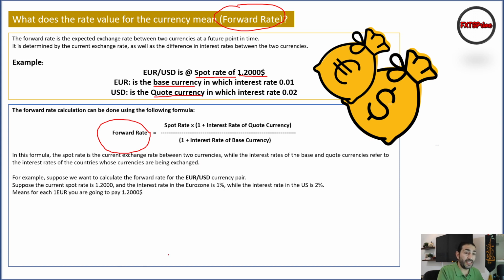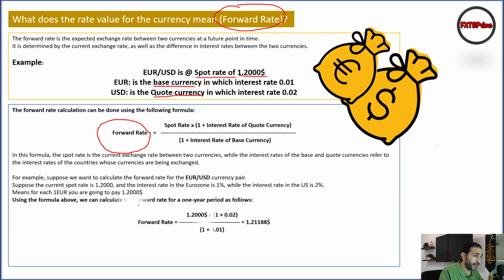If I want to see this example, it looks like this. This is the example which we have explained on the top here, and I don't want to repeat it. It says, suppose that you want to calculate the forward rate for the EUR/USD currency pair, and the price is $1.2, the interest rate for the Eurozone is 1%, and the interest rate for the US dollar is 2%. For each €1, I'm going to pay $1.2. So calculate the forward rate.